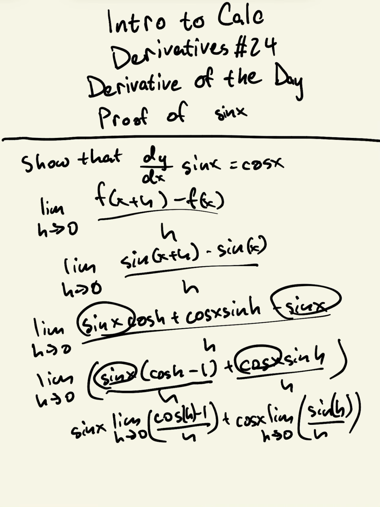And these two are known limits that you should definitely know for calculus, AP calculus. But for the purpose of this video, I'll just tell you what they equal: 0 and 1. And then these terms get crossed out because you multiply by 0. And you will find that the derivative of sine is equal to cosine.